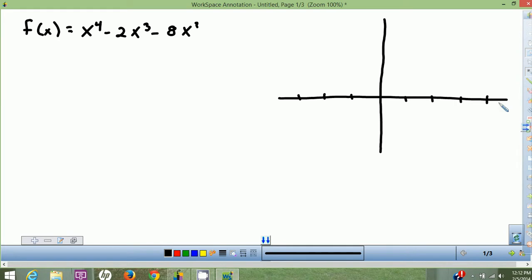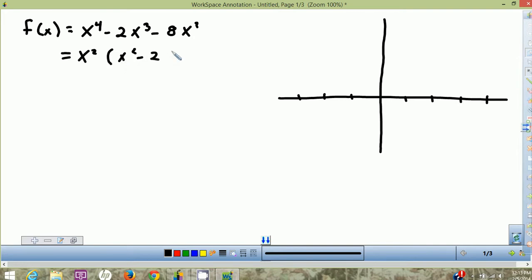So first of all, let's factor this. So I need to factor out the common factor first. So I'm going to say equals, and my common factor here is x squared. So x squared times x squared minus 2x minus 8. And again, I've picked one that factors pretty easily. So we're going to say equals x squared times x minus 4 times x plus 2.